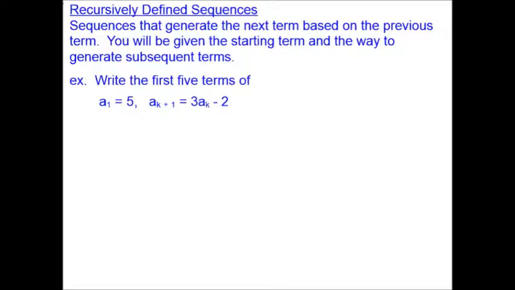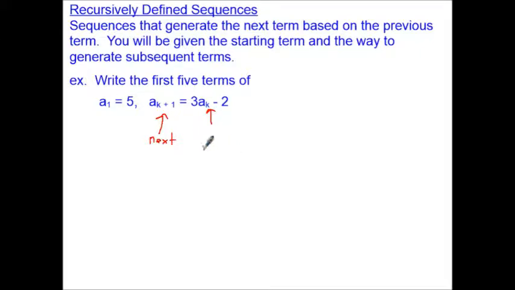Okay, I want to write the first 5 terms of this recursively defined sequence. And I've got a sub 1 equals 5. Well, hey, I know what the first term is now. It's 5. And then a sub k plus 1 equals 3 a sub k minus 2. Holy cow, what does that mean? Basically the a sub k plus 1 is just a way of saying the next one. So whatever one I'm on, the k plus 1 is the next. If this k was 3, then k plus 1 is the 4. So if that's the third, that's the fourth.